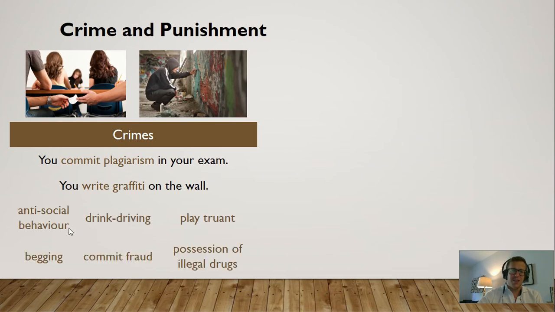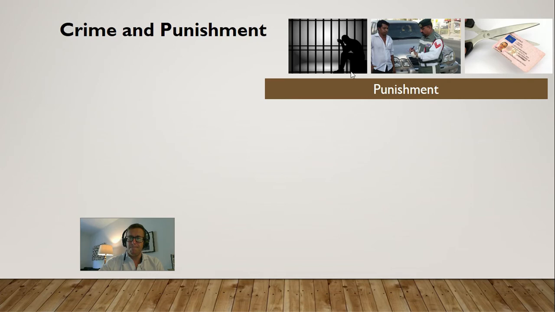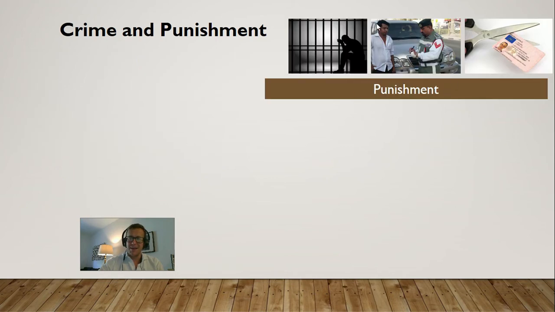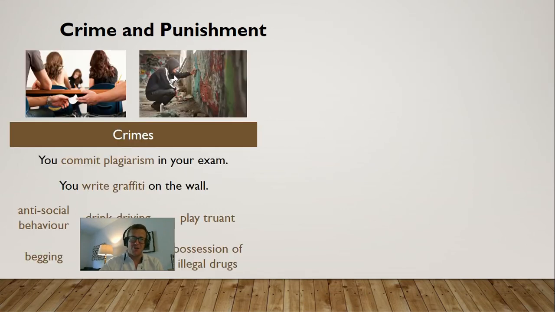Other ones that were in the book: antisocial behavior, begging, drink driving, commit fraud, play truant, and possession of illegal drugs. So remember to read these ones to find out what they mean. There are obviously many more crimes you could add to this list. Then we also have punishment. So if you do a crime, usually the police are involved or someone in authority, and there is punishment. So this is when the bad treatment you get in response for the crime.